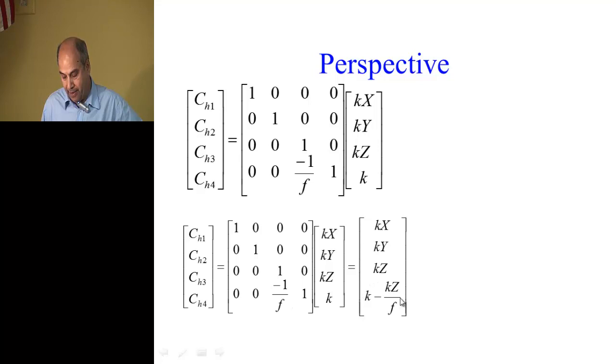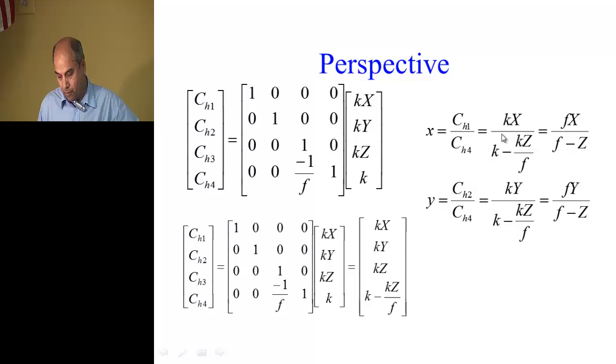Now we have the image coordinates in the homogeneous system, and we want to come up with Cartesian ones. We take the fourth element, and divide the first one by that, and the second one by that. The first becomes the X image coordinate, and the second becomes the Y image coordinate. That's CH1 divided by CH4. CH1 is KX, and CH4 is this one, so KX upon K minus KZ upon F; K is common and cancels, and we get this. And CH2, which is KY, divided by CH4 gives this. This is exactly what we had previously for the perspective transformation. So we are able to do that with a 4x4 matrix, as we did for rotation, translation, and scaling. Now we have one for perspective transformation.